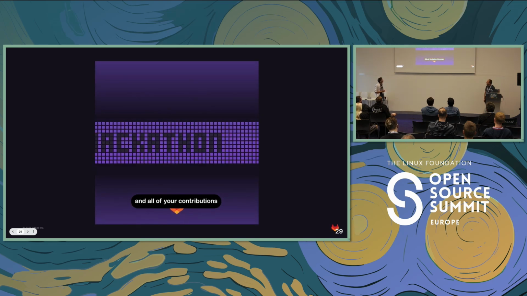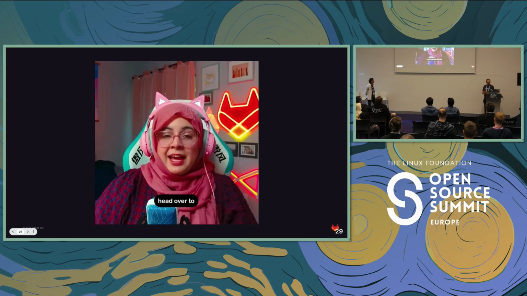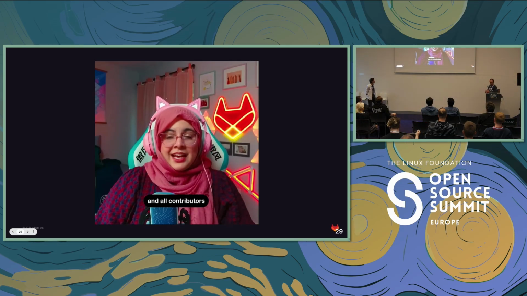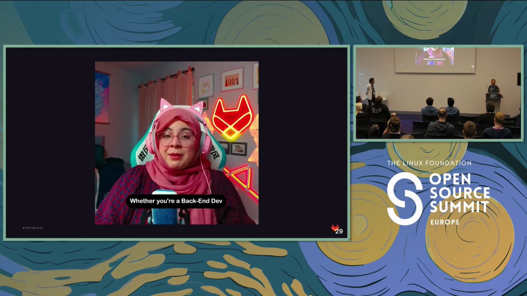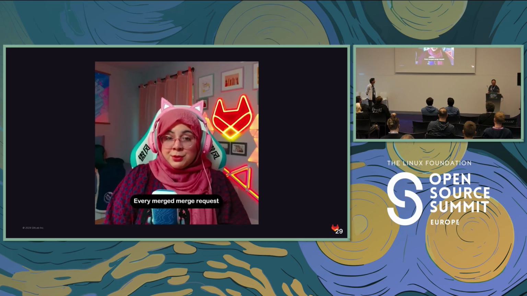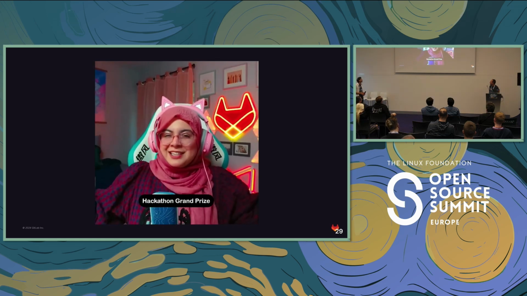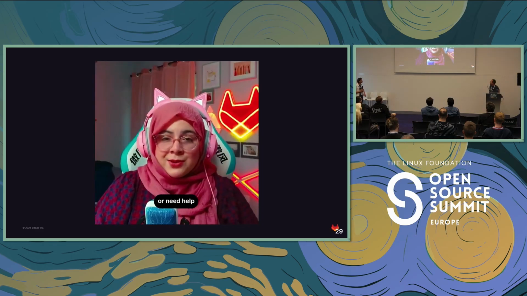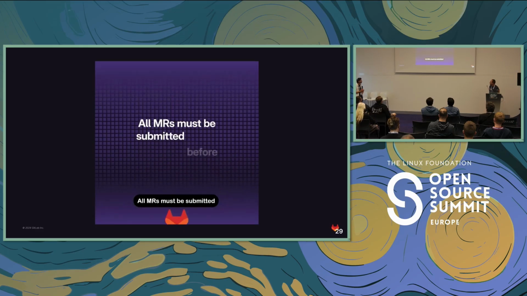GitLab hackathon this week, and all of your contributions count for Oktoberfest points too. If this is your first time contributing to GitLab, head over to contributors.gitlab.com and start your onboarding. We'll help you get started, give you some tips, and all contributors can request access to GitLab Duo, our suite of AI-powered workflows. Whether you're a backend dev or contributing for the first time, we've got some quick win-win issues for everyone. Every merge request earns you points, and you can stack up to 165 points to win the Hackathon Grand Prize. Get some cool swag or plant trees in the forest of GitLab on Tree Nation. If you have questions or need help contributing to an issue, join us in the Contribute channel on the GitLab Community Discord. All MRs must be submitted by Monday.